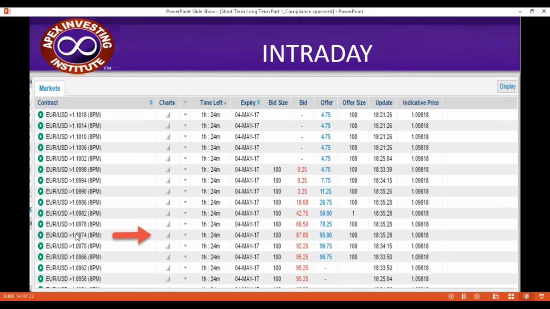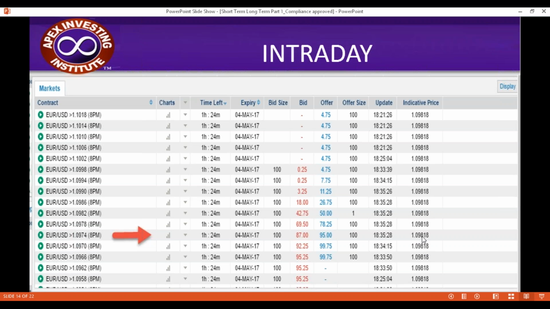So what is this binary strike saying? What is this binary contract saying? Saying that the euro dollar will expire greater than 974, right, at 8 p.m. So the contract says it'll be greater than 974.